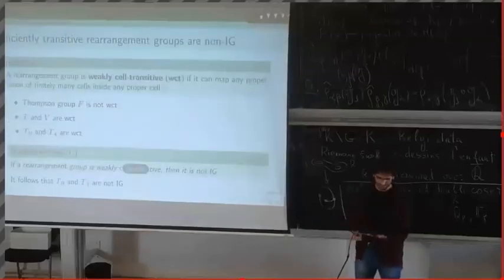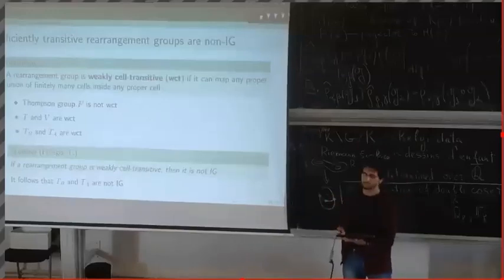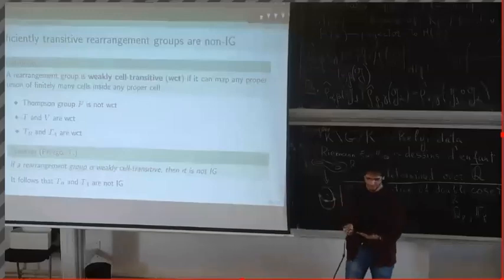And we ended up with this definition. We say that a rearrangement group is weakly cell-transitive if it can map a proper union of finitely many cells inside any cell that you want. Now, remember that a cell is the equivalent of an edge from an expansion of a base graph. So these are the building blocks. A lot of sets that are interesting are actually unions of finitely many cells.